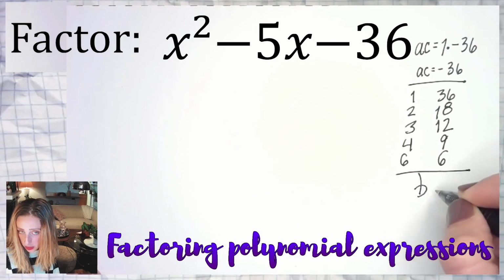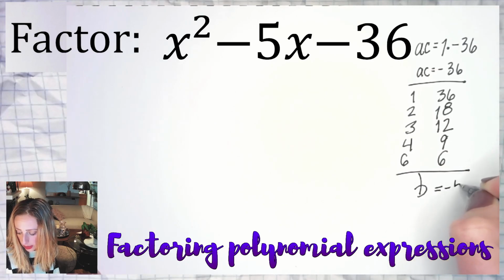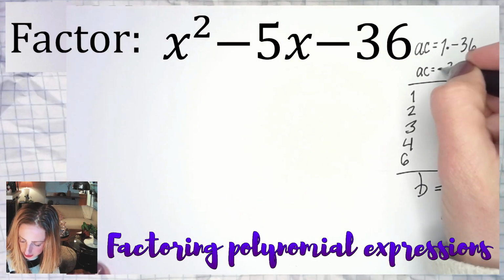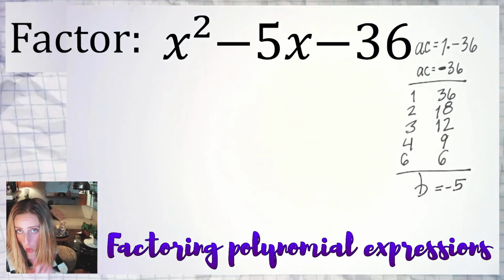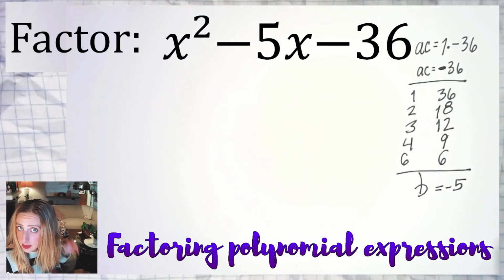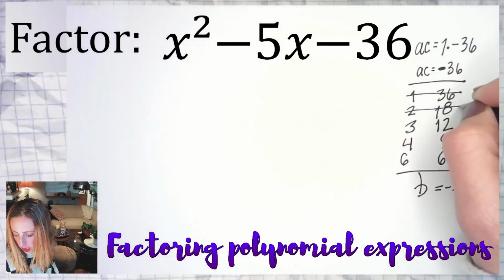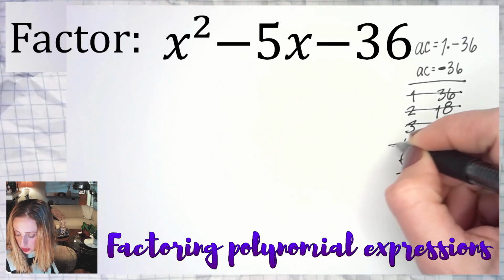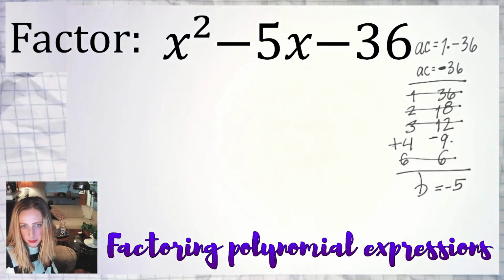And b, for bottom, is equal to negative 5. So we look through and we say to ourselves, what pair of numbers on this list multiplies to give me negative 36? That means one of the two numbers is going to be negative, and adds to give me a negative. That means the larger absolute value will be the negative. Well, that doesn't give me 5. No. There it is. That means it's positive 4 and negative 9.